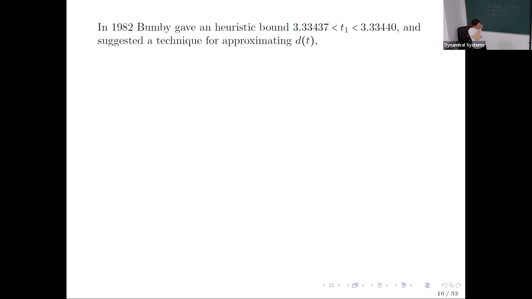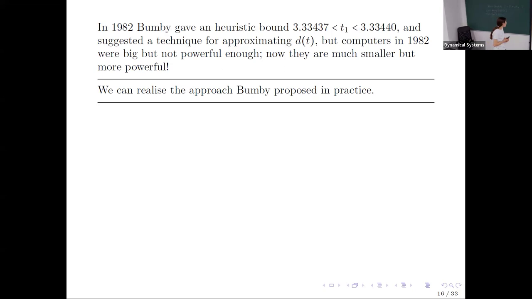So we did all this because we were standing on the shoulders of giants. In particular, in 1982, Bambi gave us a method for studying this dimension function, and we are building on his results. His estimates were that he used his method basically to prove when the dimension becomes equal to 1.